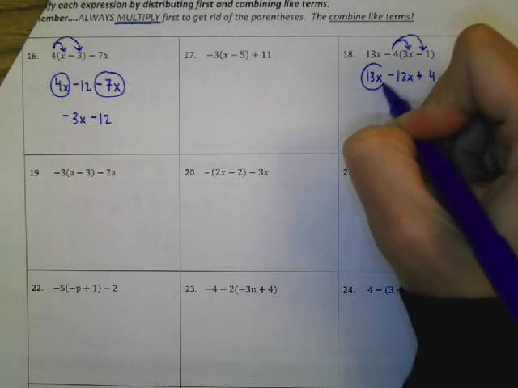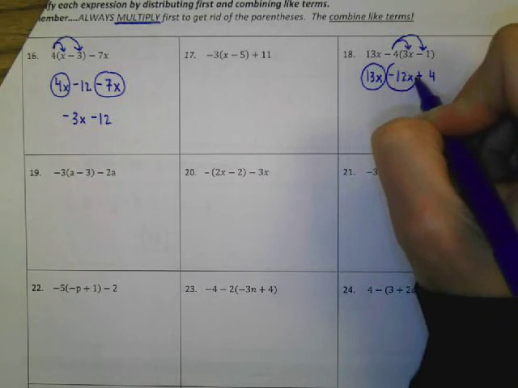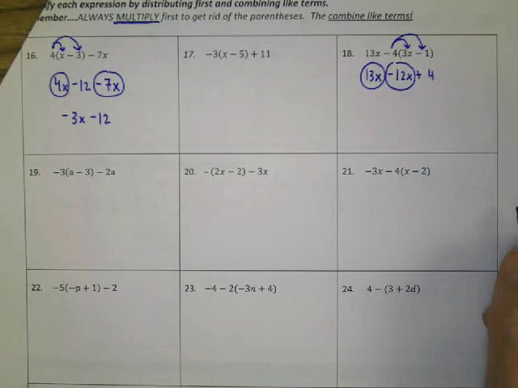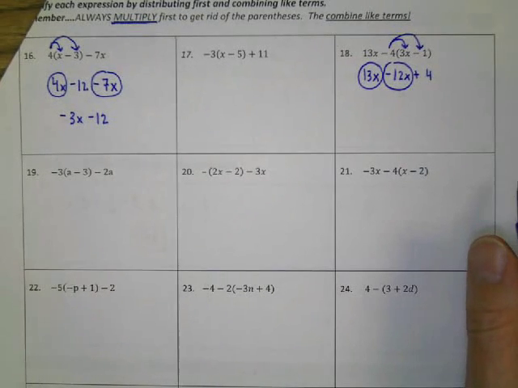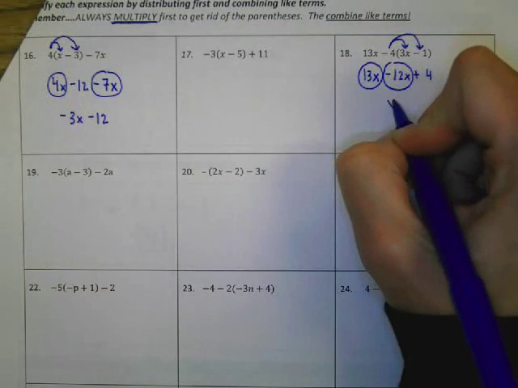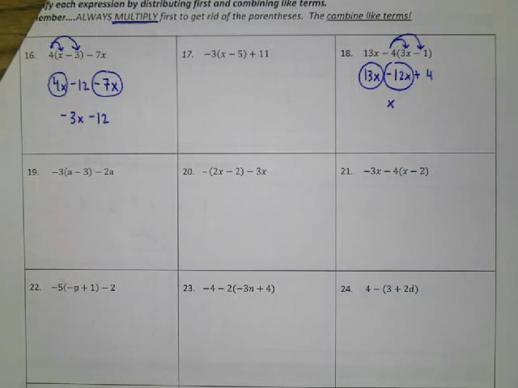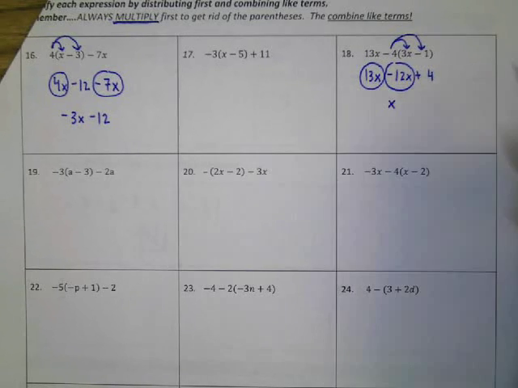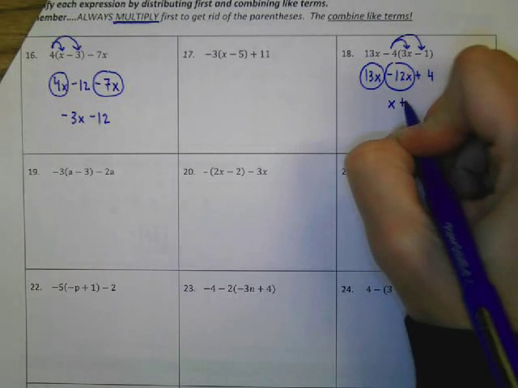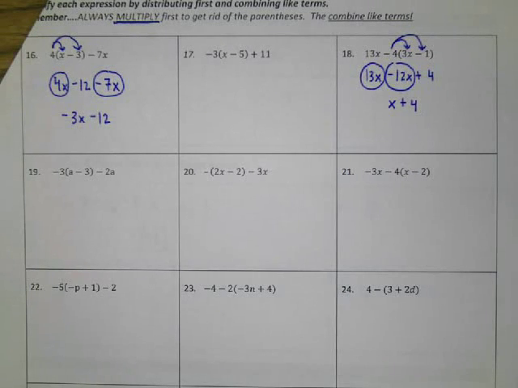So I'm going to identify my like terms. It's 13x minus 12x. So if I had 13 and I took away 12, I know I have 1x left. Again, if you write a 1 in front, that's okay. I just don't do that. But it means the same thing. And now I just bring down my plus 4, and that problem is complete.